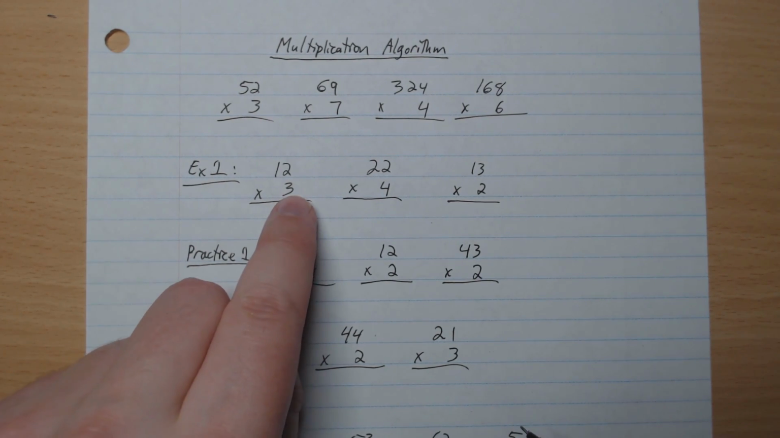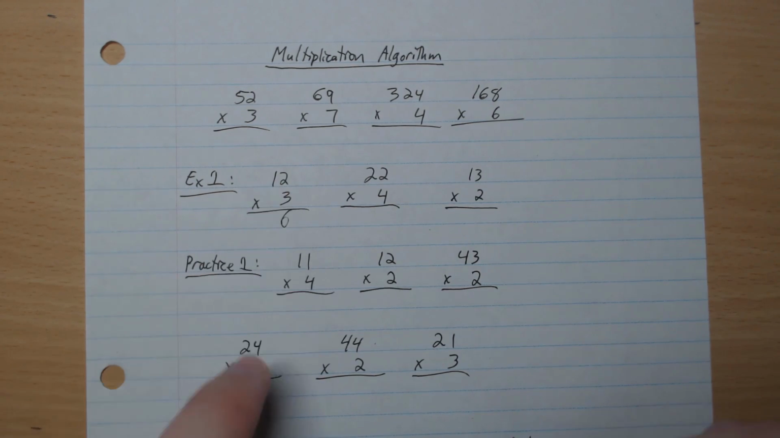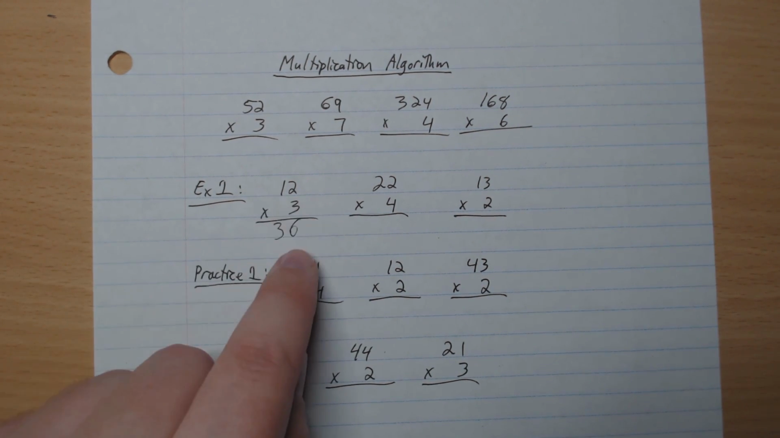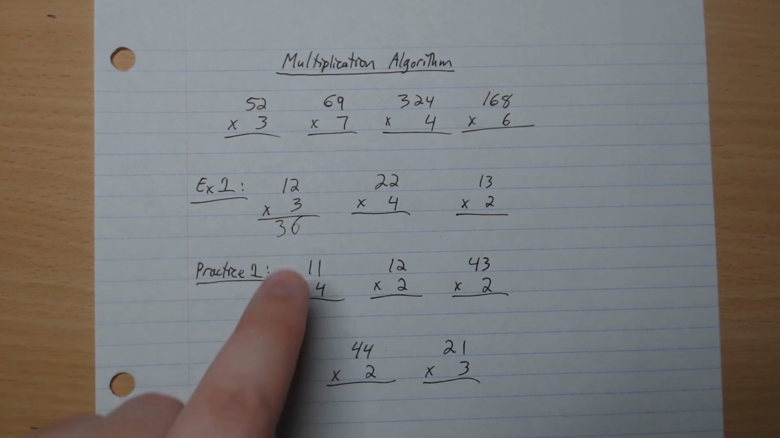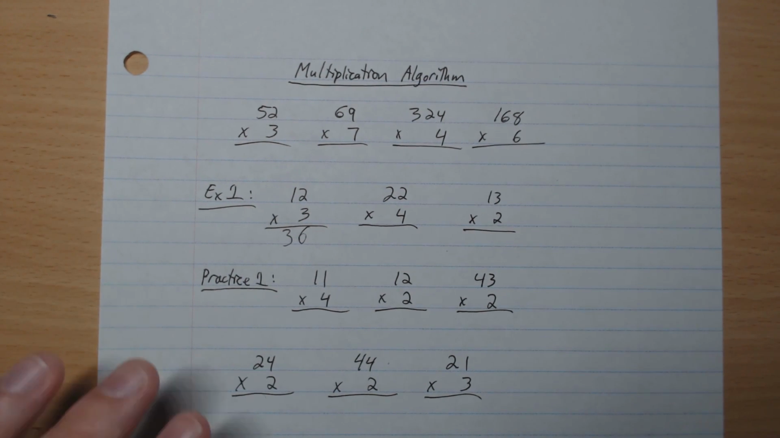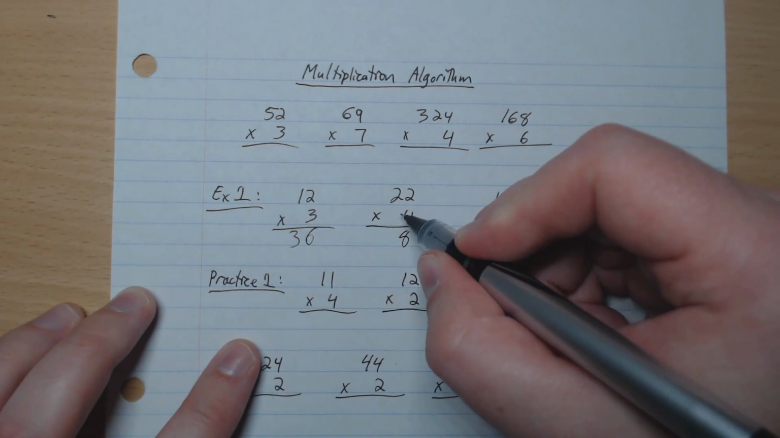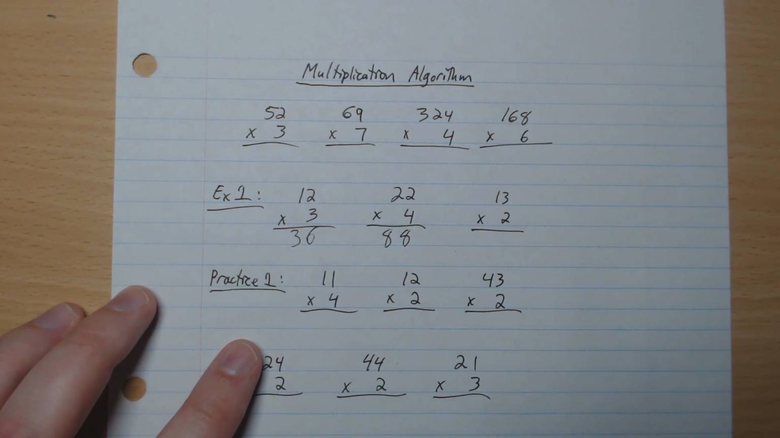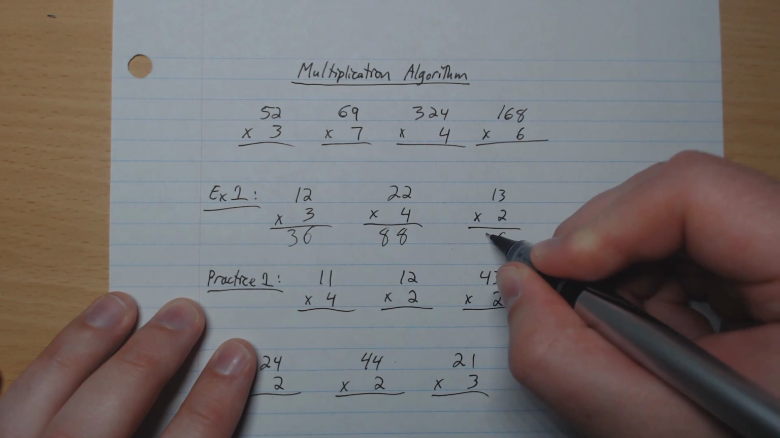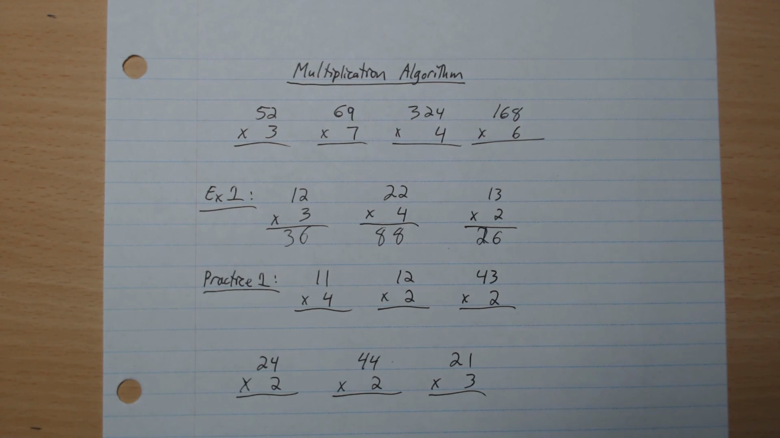And so you start by saying 3 times 2 is 6, and 3 times 1 is 3, like that. So we have 3 times 2 to get 6 units, and then 3 times 10 to get 3 tens, like that. And that's it, it's that easy. So we have 4 times 2, 8. 2 times 3, 6, 2 times 1, 2, like that.